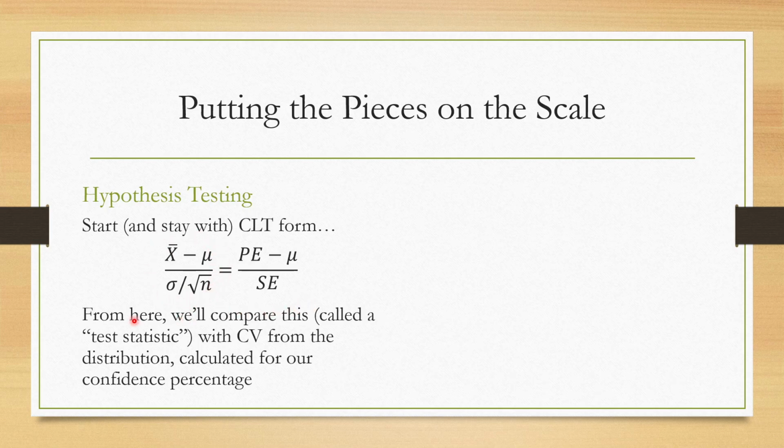And so we're going to compare this with the critical values from the distribution calculated for our confidence percentage. So we're going to have the confidence percentage. We're going to plug it in the computer, and we're not going to get a graph like what I showed earlier because that's a little bit overkill, but we will get the cutoffs from that graph. And then we're going to compare this value, our data on the standard normal distribution, with the cutoffs from that graph. And we'll talk more about that in a second.